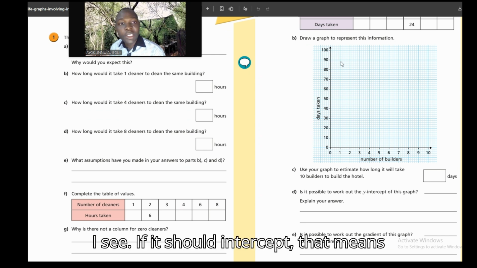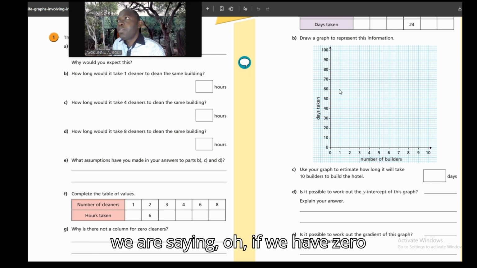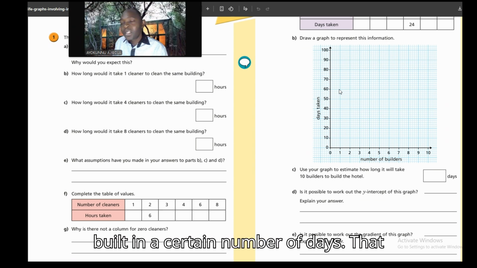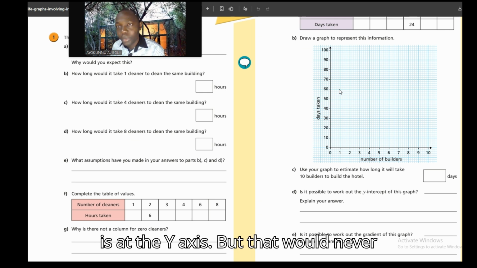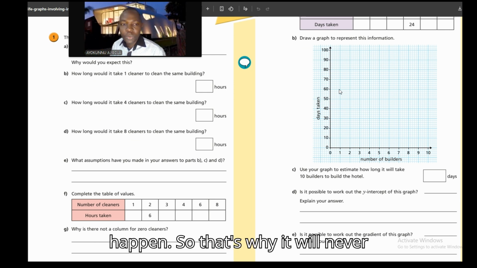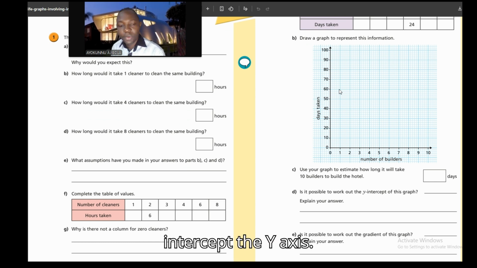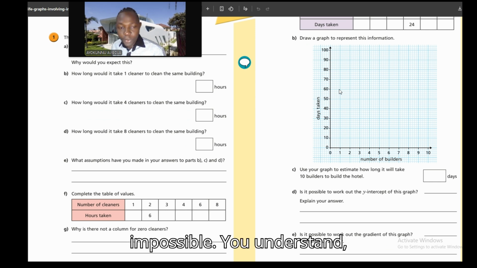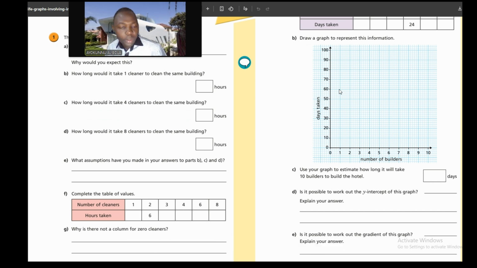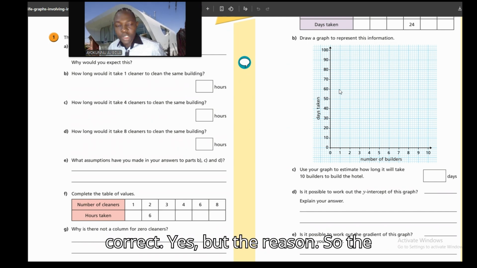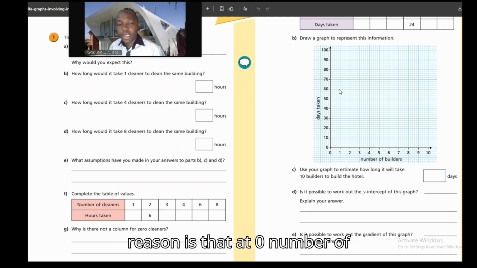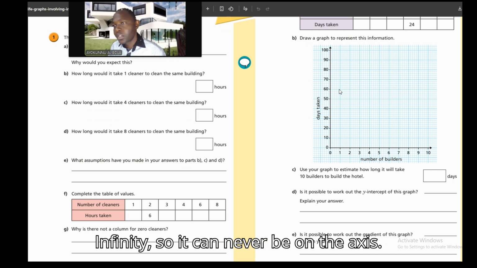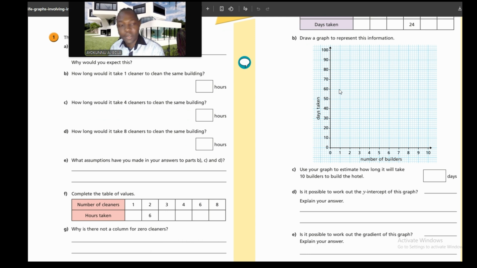If it should intercept, that means we are saying, if we have zero workers, the building is going to be built in a certain number of days. That is at the y-axis. But that will never happen. So that's why it will never intercept the y-axis. You were right by saying it is impossible, but the reason is that at zero number of builders, the number of days is infinity, so it can never be on the axis.